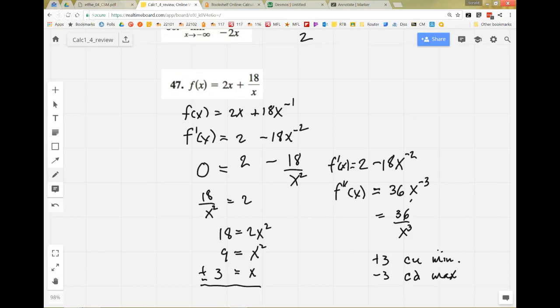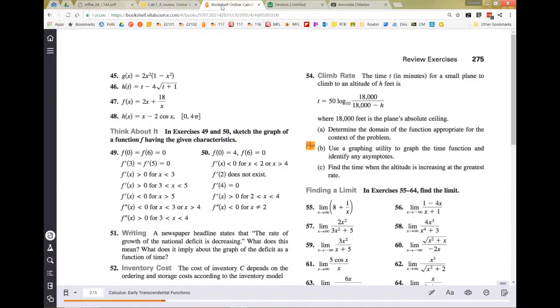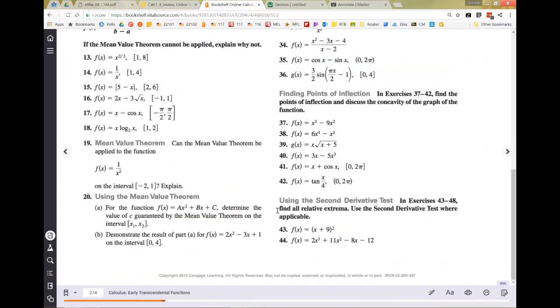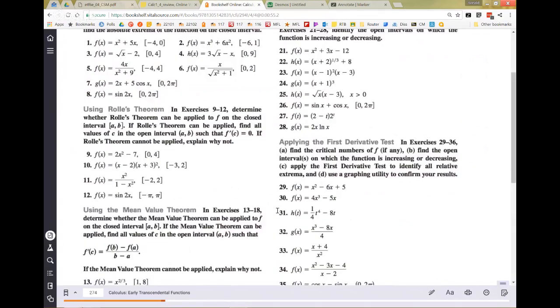Now the only thing we haven't done is check whether we got an interval. Anybody remember? In number 47, were we given an interval? Doesn't look like it there. How about in the directions? No, there was no interval. So we don't have to really check endpoints.